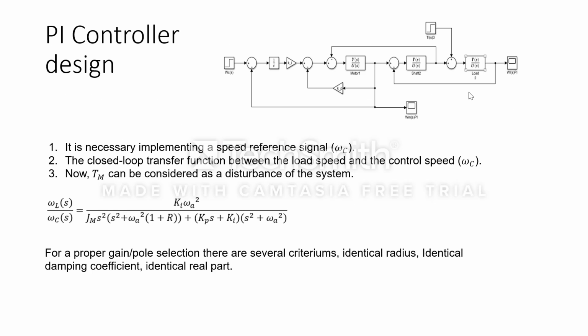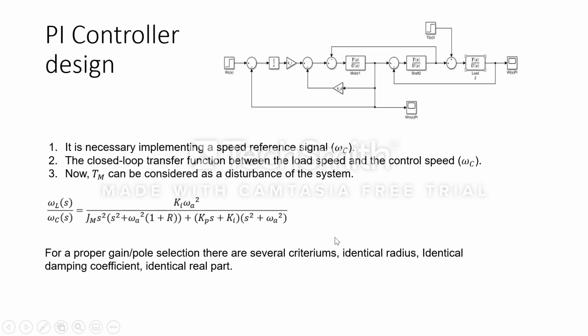So because of this, a PI controller is necessary to be implemented, and here I show the model of the feedback operation, and this accounts for the proportional gain and this for the integral gain. Now, for designing the PI controller, we need to take the transfer function between the load speed and our reference speed signal that is going to be inputted before the motor torque. As we can see, here is obtained.